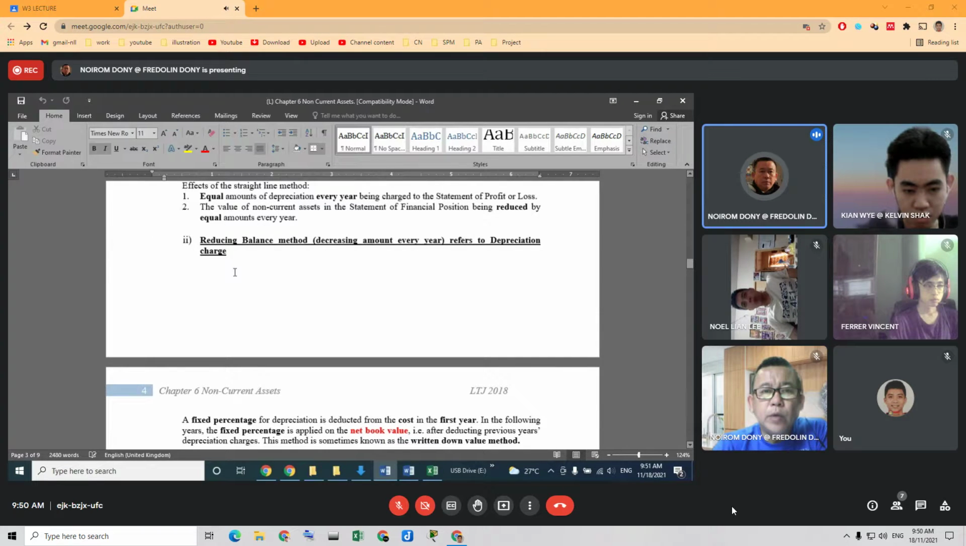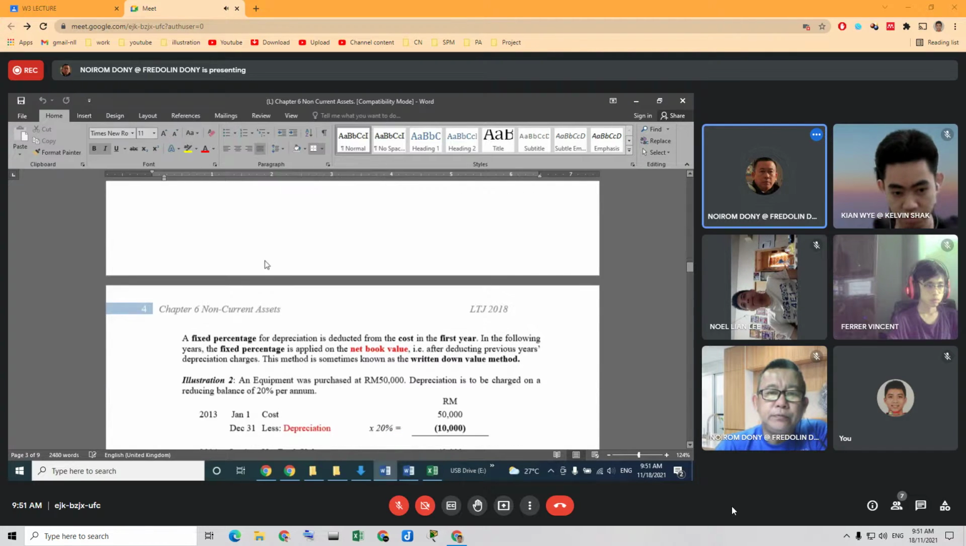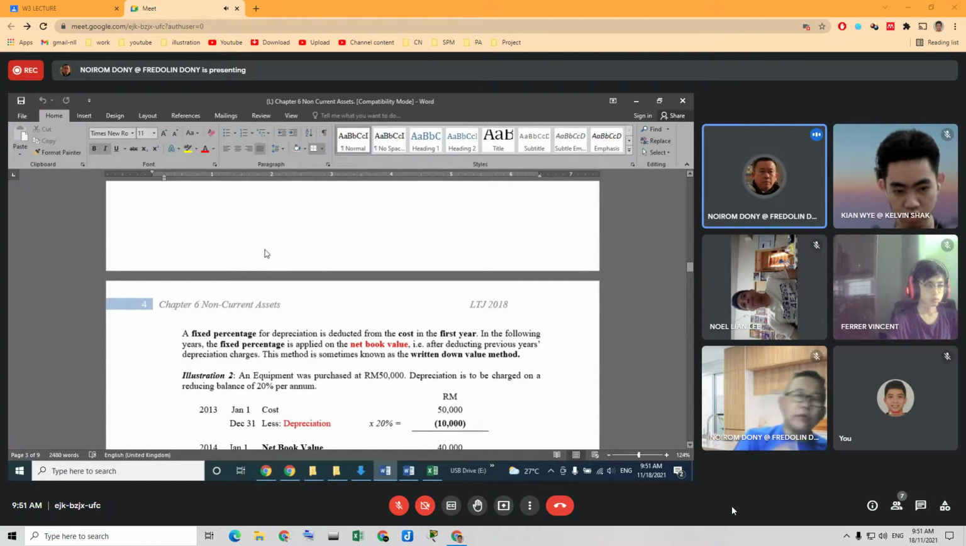Next one is reducing balance method. So the nature is decreasing every year. Refer to depreciation charge. Just hang on for a while. Sorry.